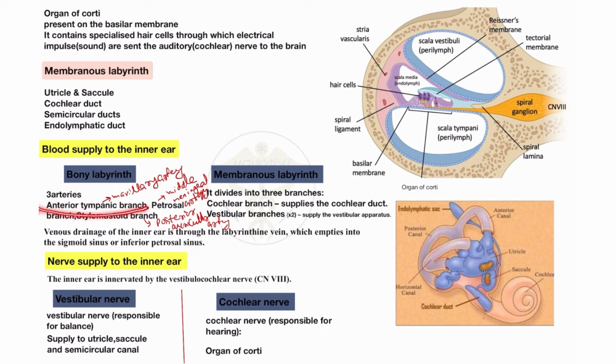First is the anterior tympanic branch, which is a branch of the maxillary artery. Second is the petrosal branch, which is a branch of the middle meningeal artery. And third is the stylomastoid branch, which is a branch of the posterior auricular artery. So three arteries supply the bony labyrinth.